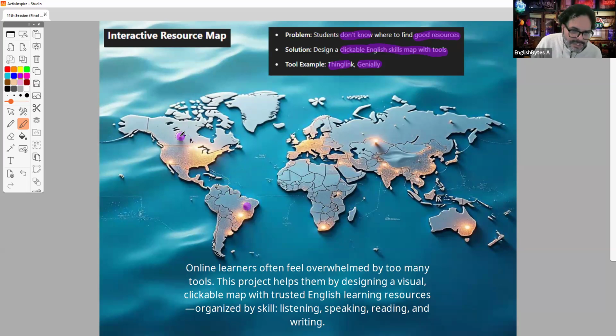So if a student clicks here, it shows them the places where he or she can find exercises, the type of exercises. So this is an interactive, clickable English skills map. And it's easy. If they send you a message, teacher, where can I find exercises? You send them the map and they can click. It doesn't necessarily have to be a map. This is just an example.